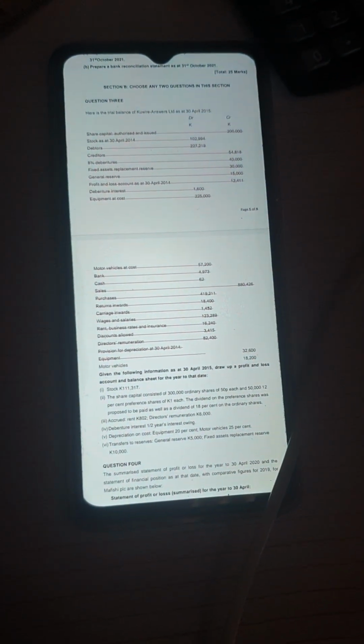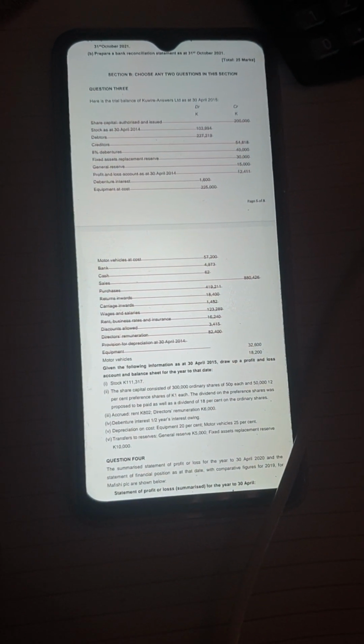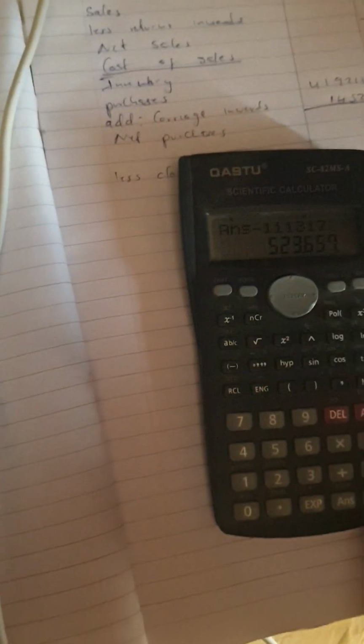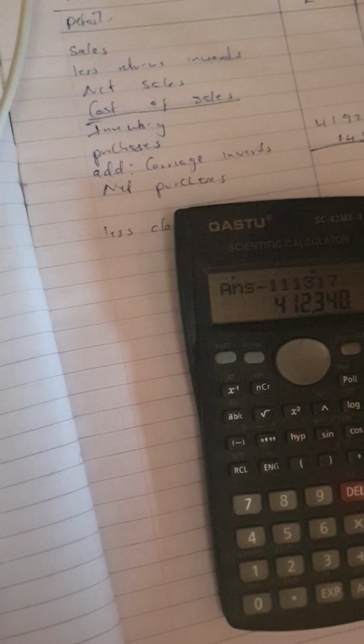Closing inventory, according to the question, is the first adjustment, Adjustment 1, and it is 111,317. So from the figure that we have there, if we subtract 111,317, we have 412,340 as our cost of sales.